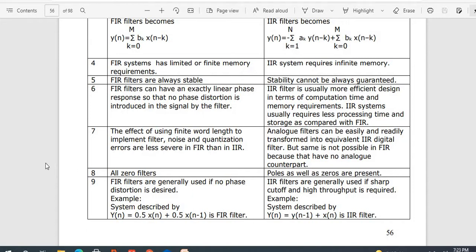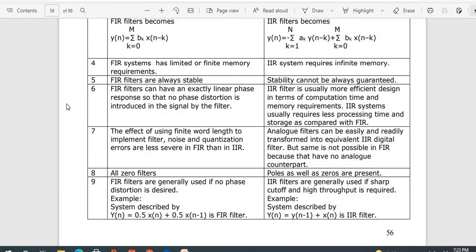Whereas IIR systems, when they require more samples, are not guaranteed to be stable. FIR systems and FIR filters can have exactly linear phase response, so there is no phase distortion occurring with the signal. Whereas IIR is usually more efficient in designing in terms of computation, time and memory requirements. In IIR systems the main concept here is that less processing time is required, because we are taking the storage capacity.